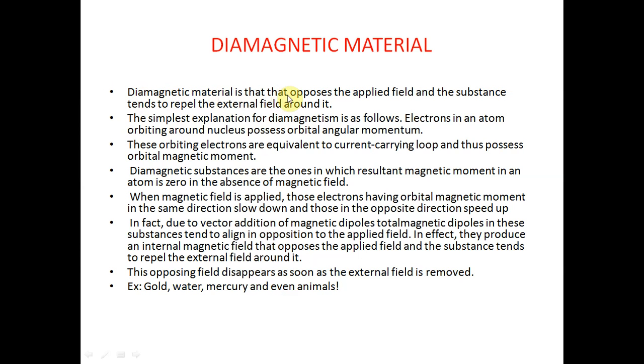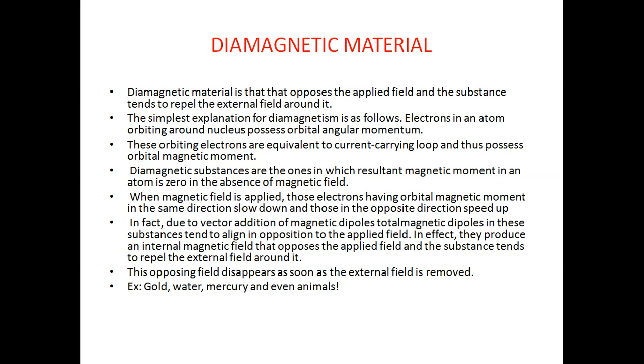Diamagnetic material is that which opposes the applied field, and the substance tends to repel the external field around it. मीन डायमैग्नेटिक मटेरियल वो है जिसको अगर हम एक्सटर्नल मैग्नेटिक फील्ड में रखें तो वो उसको अपोज करेगा या रिपेल करेगा. Now the question arises, what is the cause of diamagnetic behavior of material?